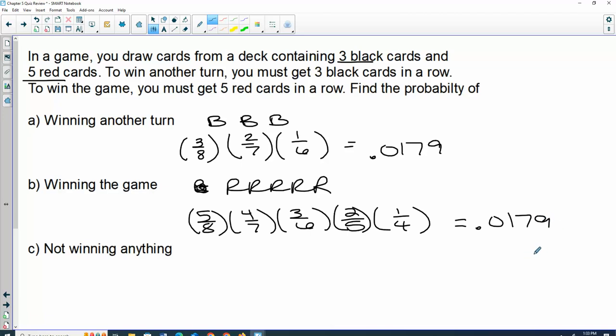Okay. So what would be the probability of not winning anything? Do I just subtract it once? Twice, because I have to subtract my probability of winning a turn and winning the game.